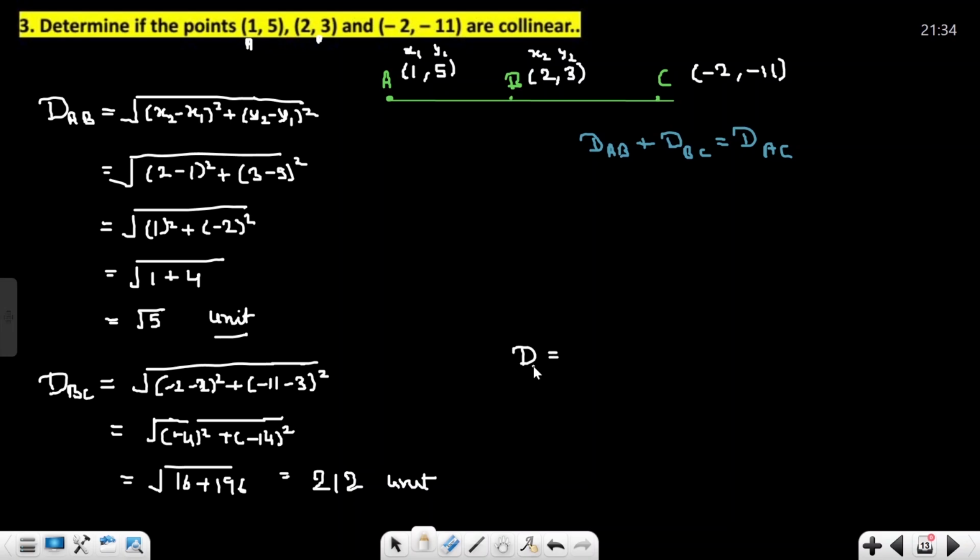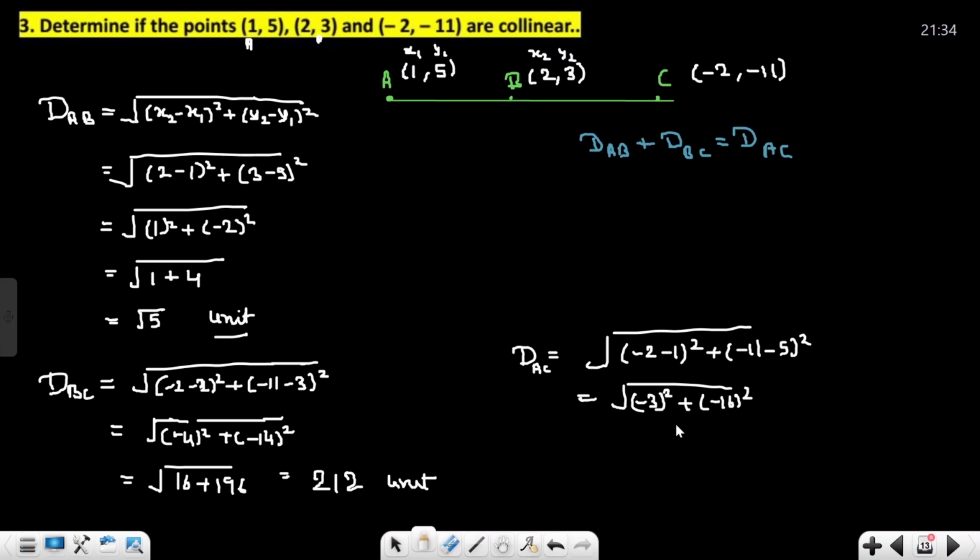the distance of AC. How do we find the distance of AC? C coordinate minus A coordinate. I directly apply the distance formula. Minus 2 minus 1 square, x2 minus x1, y2 minus y1, minus 11 minus 5. So negative term 8. What we get? Minus 3 whole square plus minus 16 whole square. So minus 3 whole square is 9 and 16 whole square is 256. So add the values, what we get?